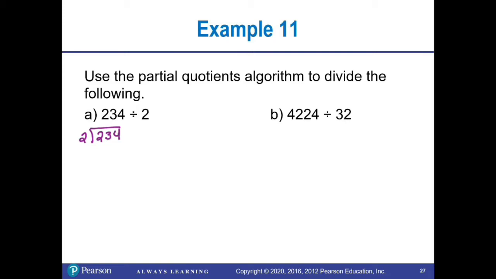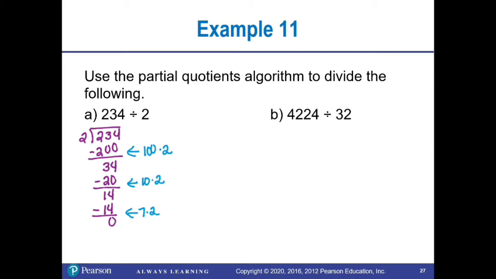Now I'm going to start by thinking about my first place here is my hundreds place, and I have a single digit as my divisor. So I'm going to think about a group of 100 twos. So 100 twos is 200, and I'm going to subtract out the 200. Now that leaves me with 34 twos. Now I'm going to start thinking about 10 twos. Well, 10 twos is 20. So I'm going to subtract out 20. That leaves me with 14. And now 7 groups of 2 is 14, and so I subtract 14, and that leaves me with 0.